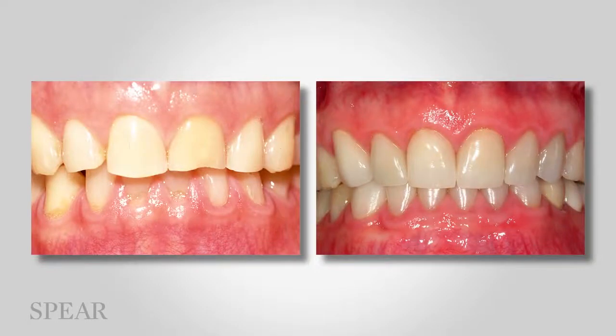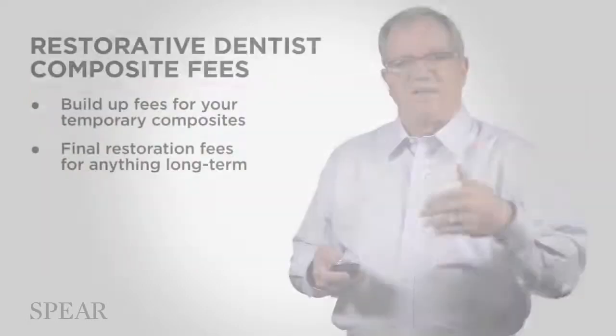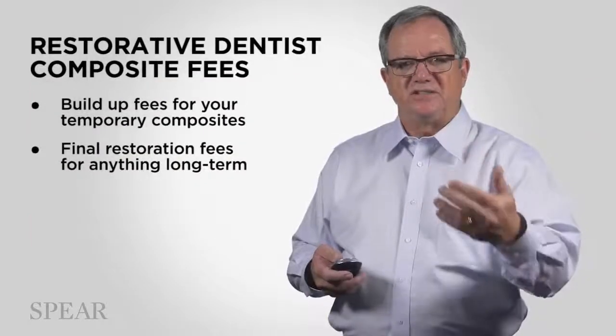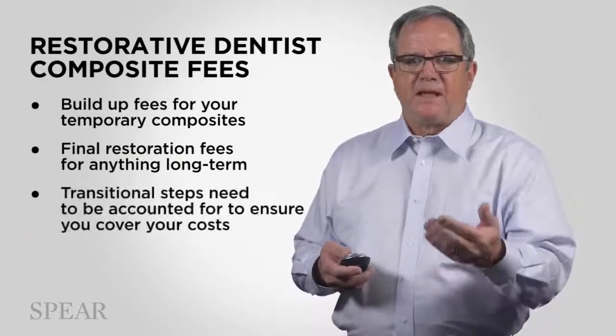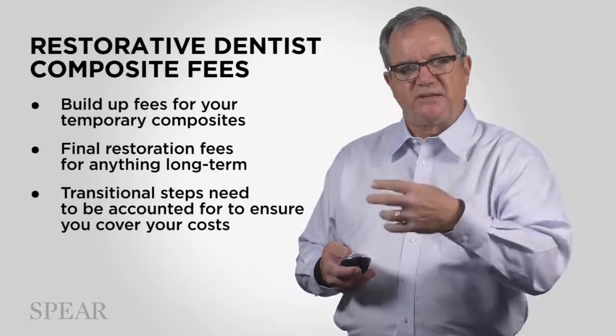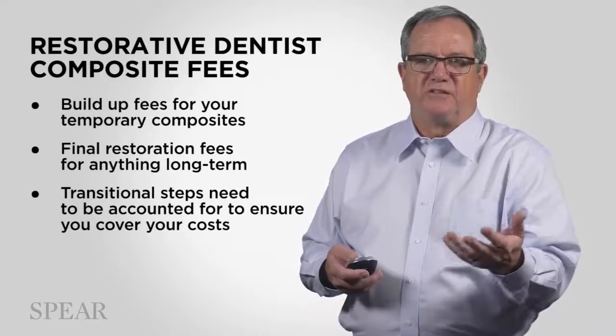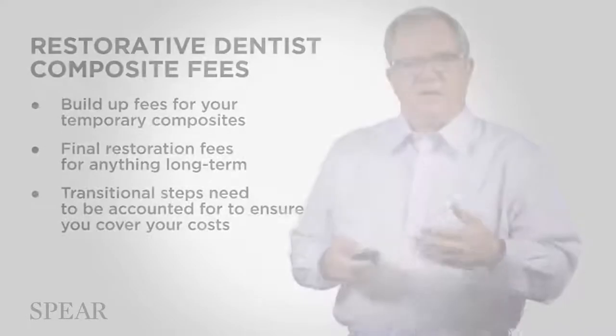In this patient, ultimately they transition to the ceramics, 6 upper anterior veneers, 6 lower anterior veneers. But again, I just want you to see there are these transitional steps in the middle, and there have to be charges put in there. Otherwise, you lose your profitability in the case. So those are fairly straightforward.